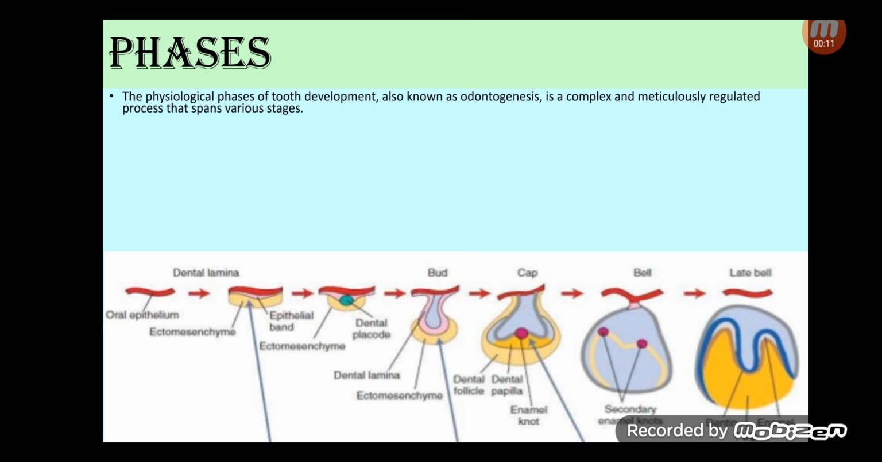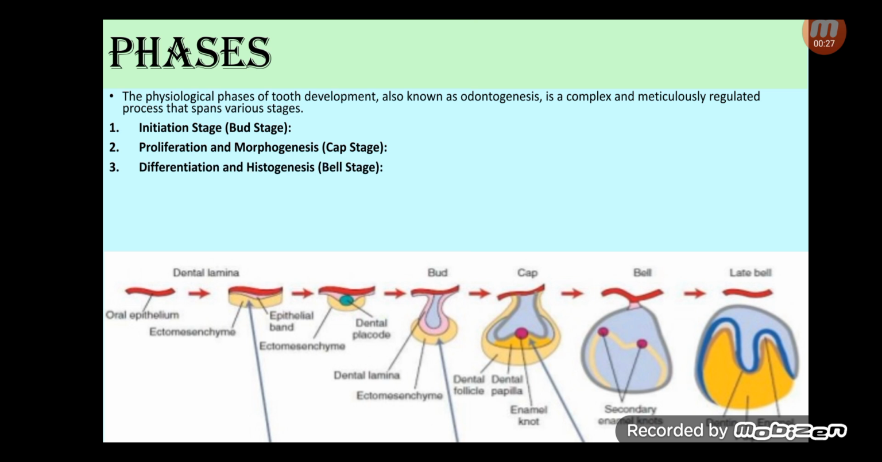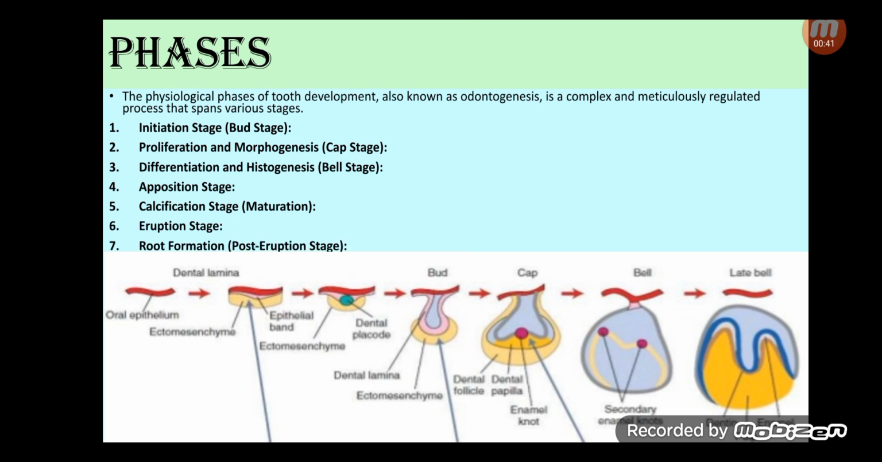Physiological phases of tooth development, also known as odontogenesis, is a complex and meticulously regulated process that spans various stages, including the initiation stage, also called the birth stage. Then we have the proliferation and morphogenesis stage, also called the cap stage. Then we have the differentiation and histogenesis stage, also called the bell stage. Then we have the apposition stage, the calcification stage, also called the maturation stage, and then the eruption stage, and at the last we have root formation or the post eruption stage. So these are the main 7 stages or phases of development we are going to talk about.